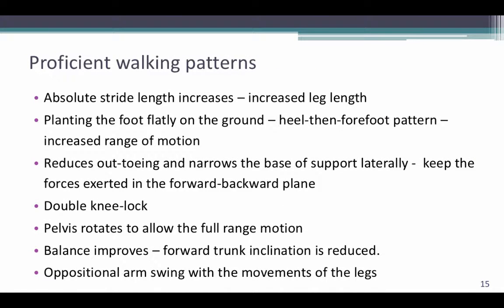So the proficient walking pattern is similar to the mature walking pattern. The absolute stride length increases. There's a definite heel then forefoot pattern. There's a reduction in toeing out, which narrows the base of support laterally, and it keeps the forces exerted in the forward and backward plane. The pelvis rotates to allow for the full range of motion. Many adults actually do not even have a fully proficient walking pattern.